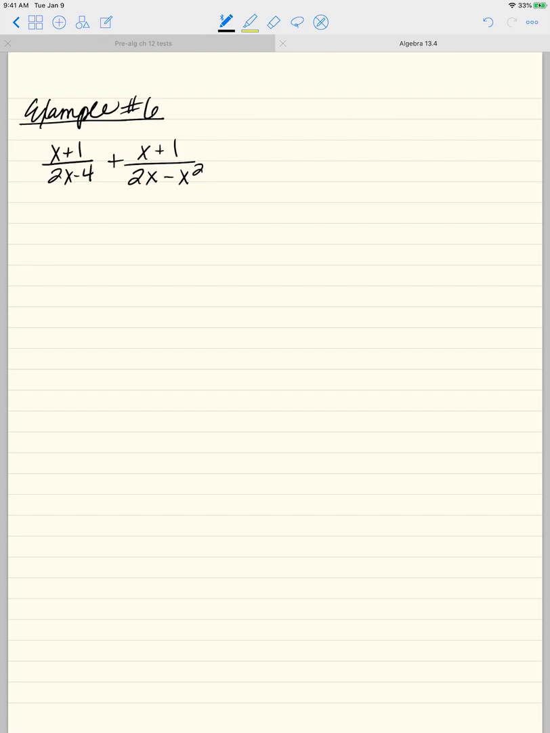Lastly, all right, last one: x plus 1 over 2x minus 4 plus x plus 1 over 2x minus x squared. First thing we want to do is factor our denominators. x plus 1 over 2 times x minus 2 plus x plus 1 over x times 2 minus x. Notice that those guys are opposites, okay?